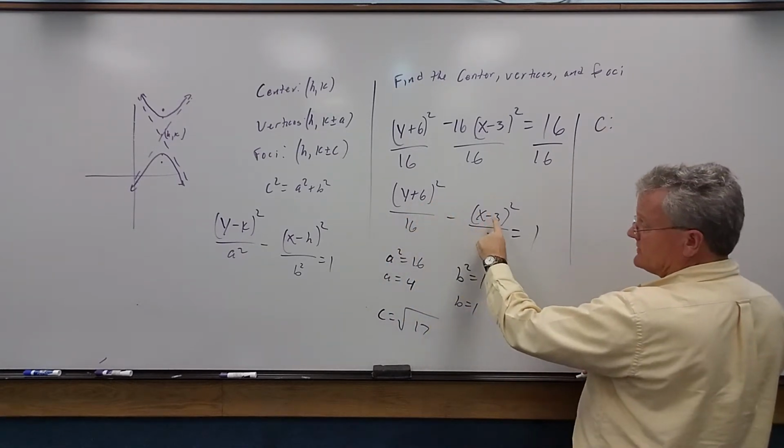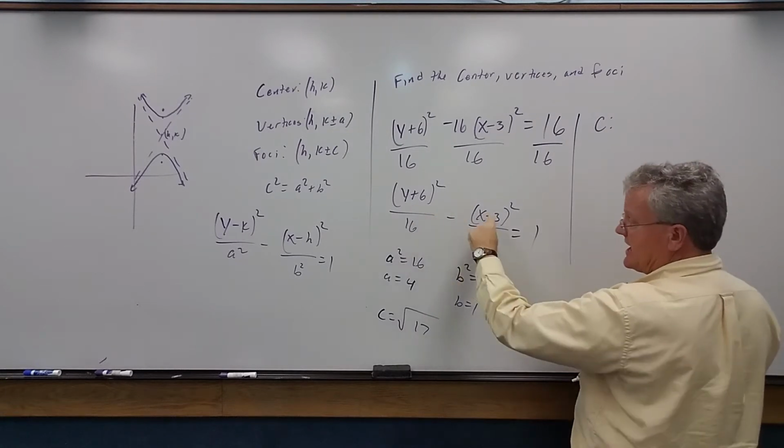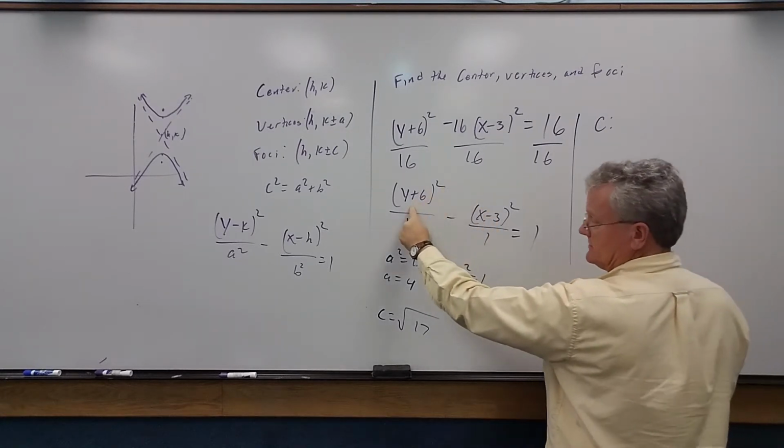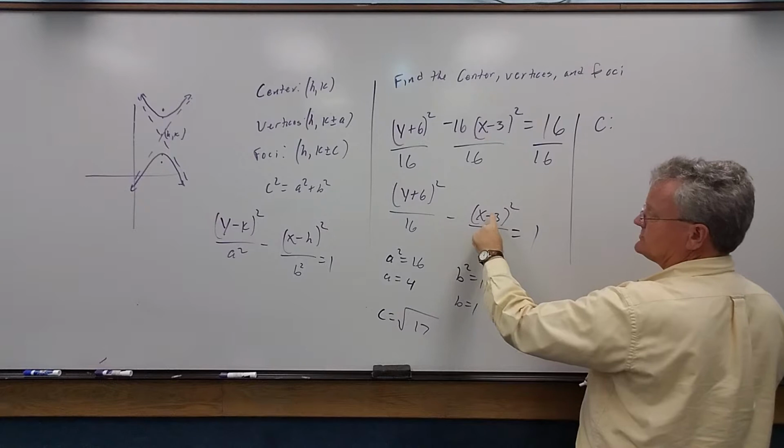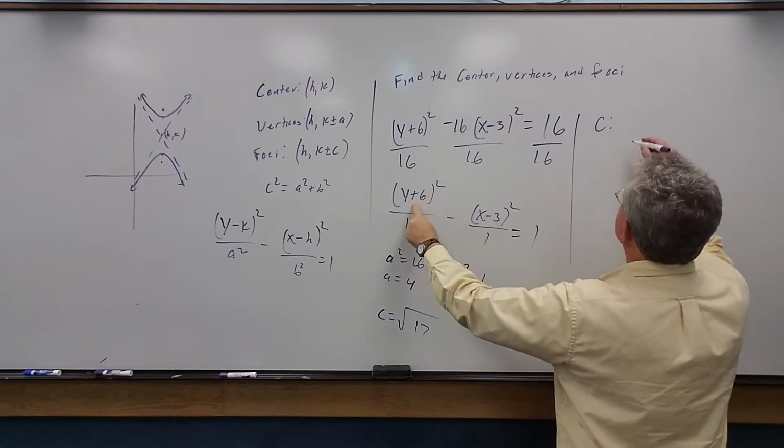And we get the center. Be careful here. The center goes with the (h, k). h goes with x, not y. So the center is (3, negative 6).